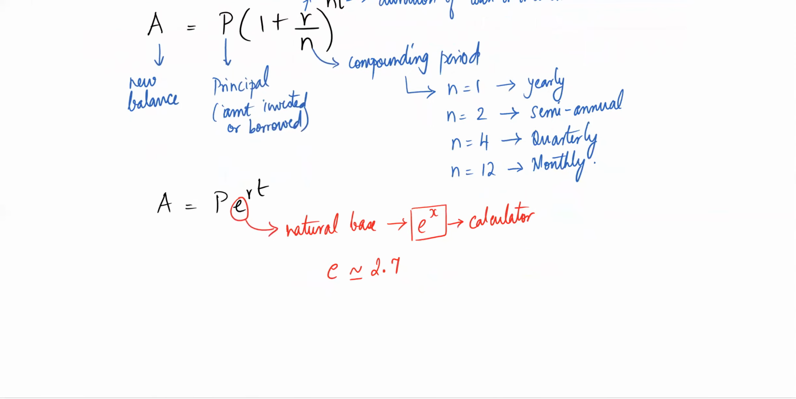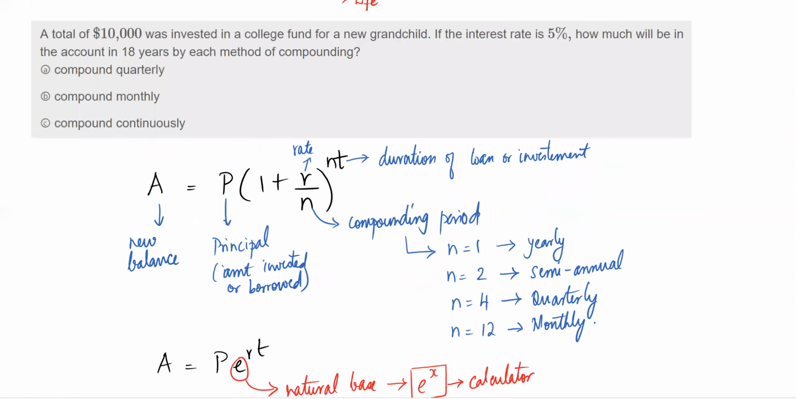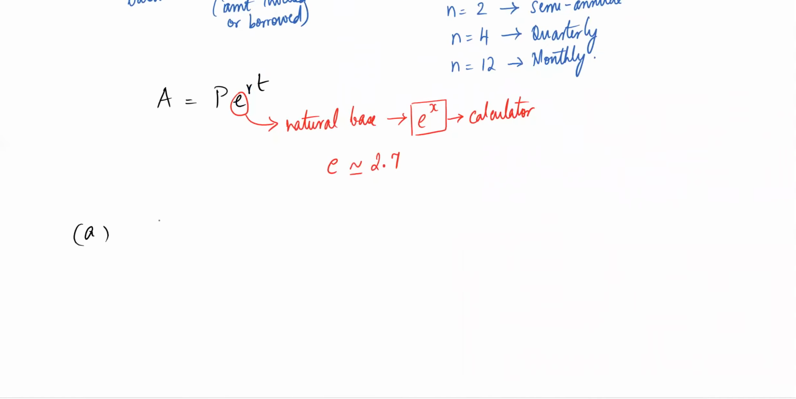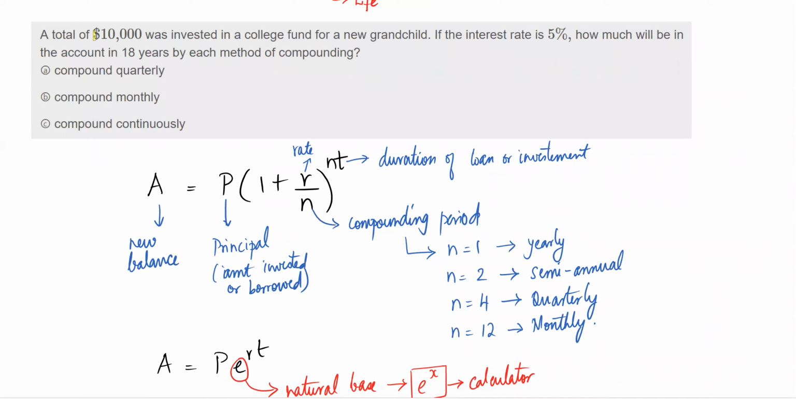Okay? So we have these two formulas, and we may be asked to call upon these two in this problem. So part A says to compound quarterly. So compounding quarterly means n is 4. Okay. If you can come up with a value for n, then you have to use the A equals P times 1 plus r over n power nt formula. So let's come to the problem and collect all the information we have. So let me highlight this. This is the amount invested, right? That is our P.